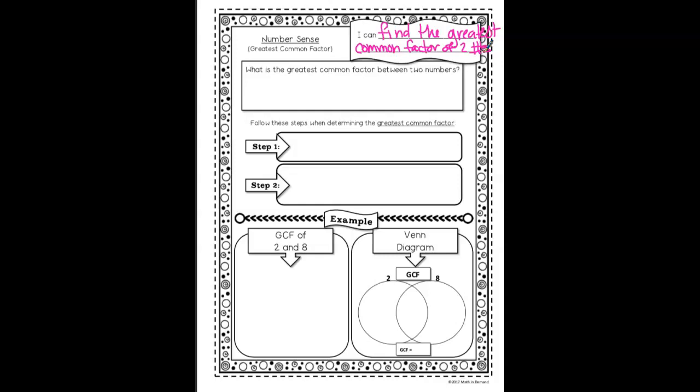Okay, so what is the greatest common factor between two numbers? This is the greatest, and I am emphasizing greatest because there are numbers that have common factors, but the greatest common factor is the biggest one. So it is the greatest number that is divisible by both, again, that's a key, numbers.